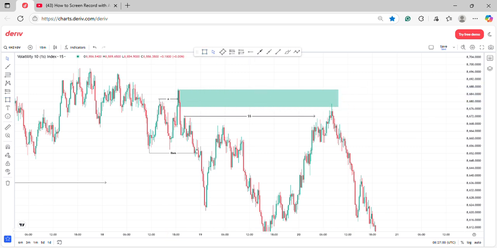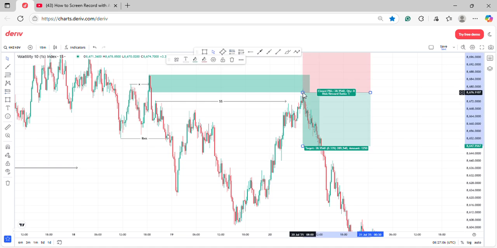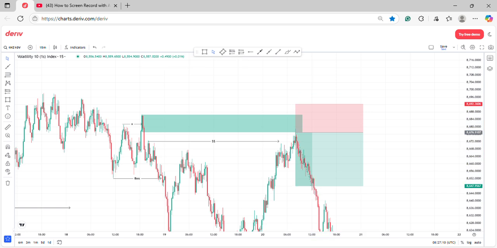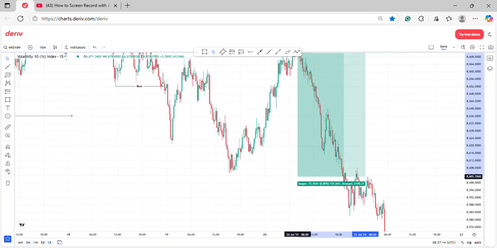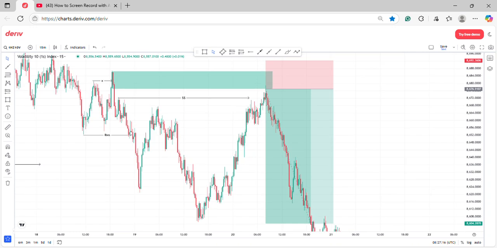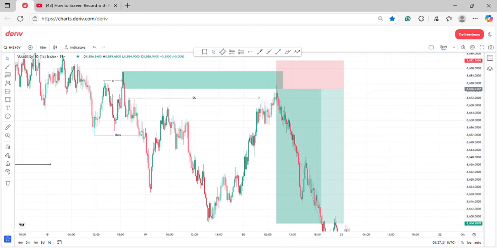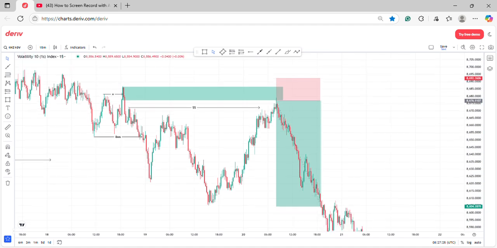So what do you notice? Price came to this order block and immediately took off from this sniper level. It took off from this sniper level, and where is the target? This is the target. All right. So this is a 1:4 risk reward.